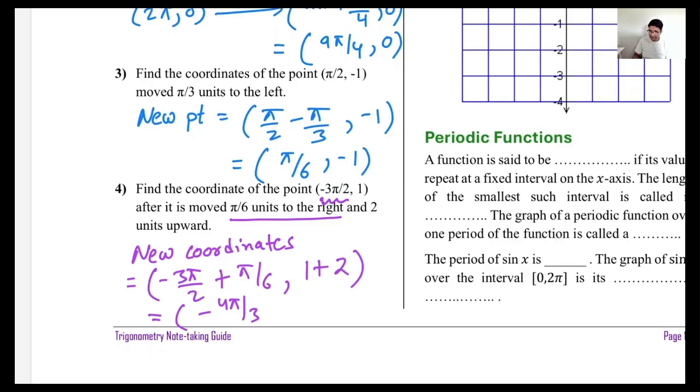Okay, and 8 pi over 6, that's cool. Yeah, minus 4 pi over 3, and 1 plus 2 is 3.